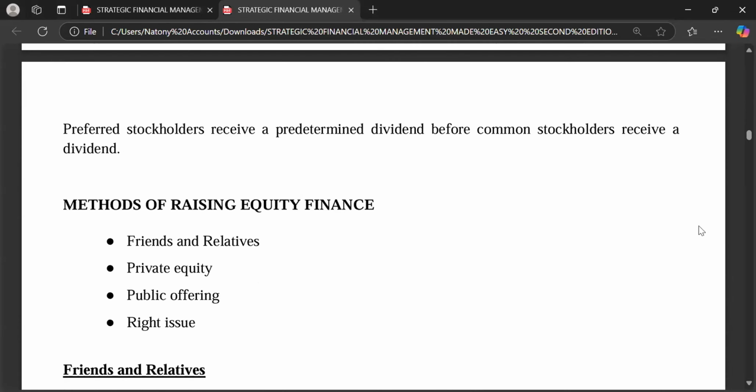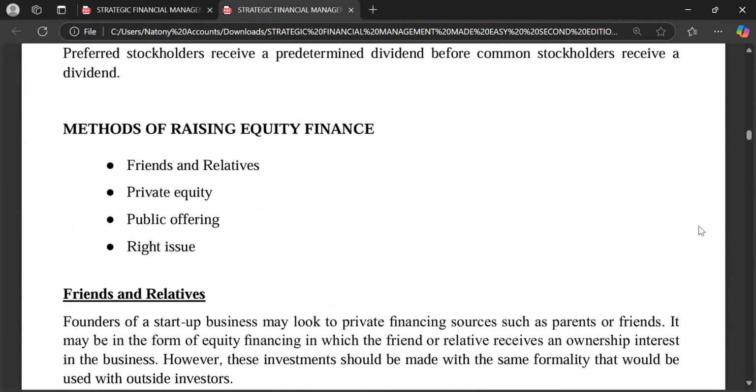So this is just to refresh your memory on the methods of raising finance. For equity finance for small companies, SMEs, it may be from friends and relatives. There may be some private equity companies that also invest in small businesses, but for public companies, you can now use the public offering and rights issue. So these are basically the ones that are being used for large companies.